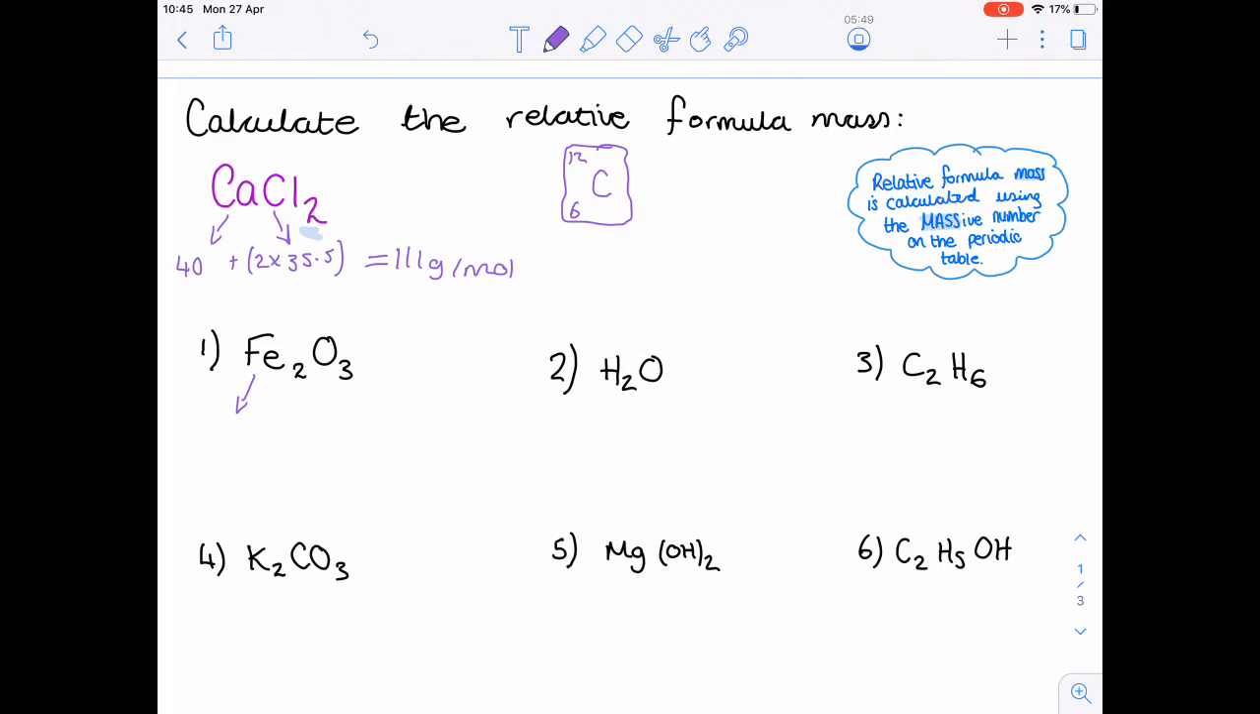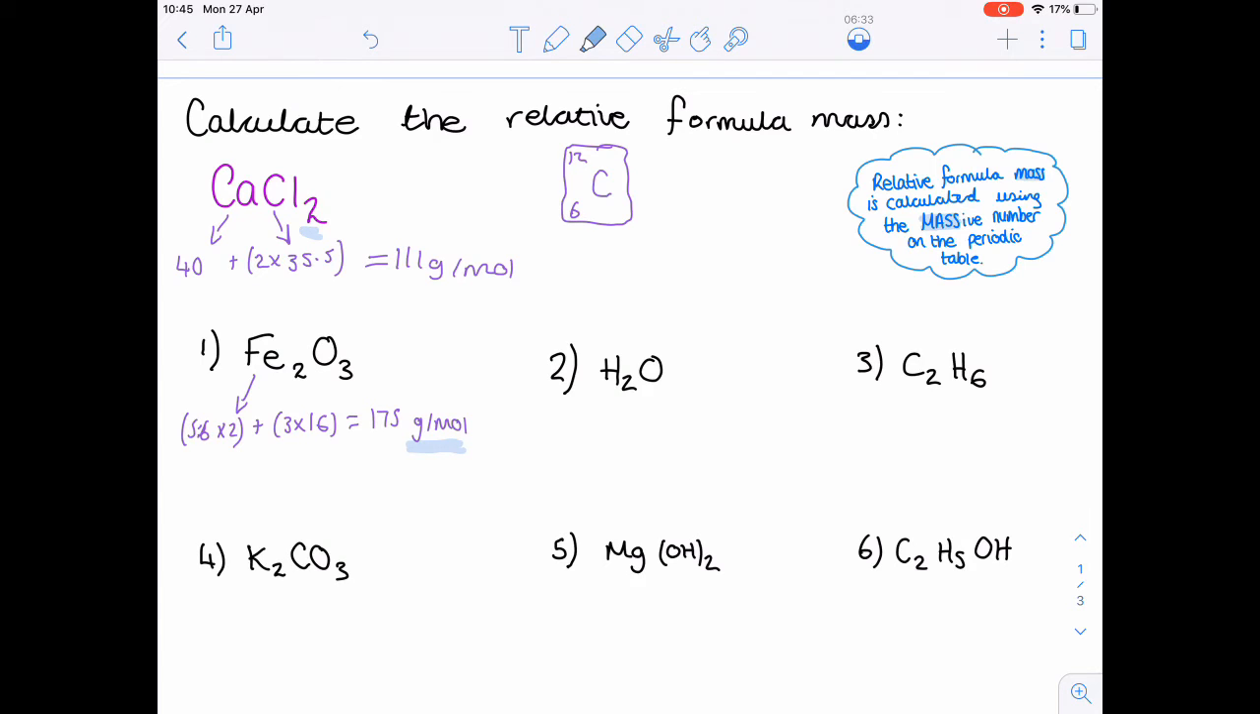So you've got Fe. The big number of Fe is 56. So I do 56 times 2 plus your 3 times oxygen, which is 16, because that's the big number from the periodic table. And if you multiply 56 by 2 and you add that to 3 lots of 16, you get an answer of 175. And the units of relative formula mass are grams per mole. So I'll just highlight that. That's what you need to always put your units as.